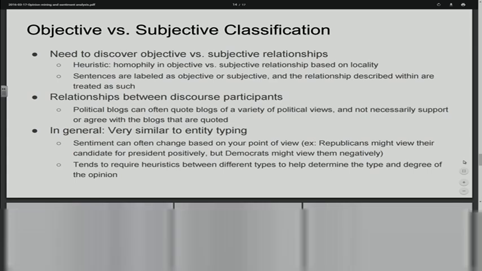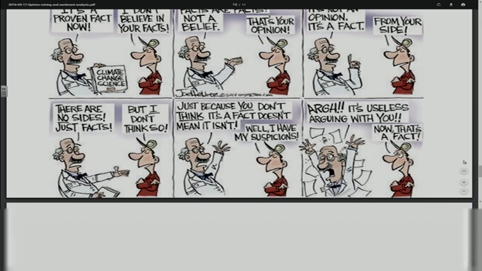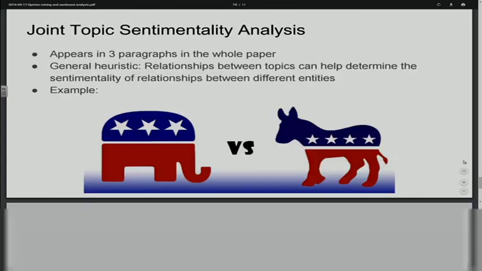Objective versus subjective classification. Generally, the idea here is that subjective text tends to cluster around subjective text, and objective text likely clusters around objective text. So in general, if you have some labeling of subjective versus objective, then you can propagate that about using similar verb phrases being used. Oh, and this is just a quick little comic about opinion versus fact, and it can be hard to tell what people think is an opinion, but anyways.